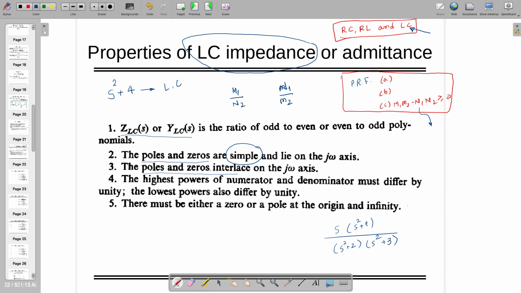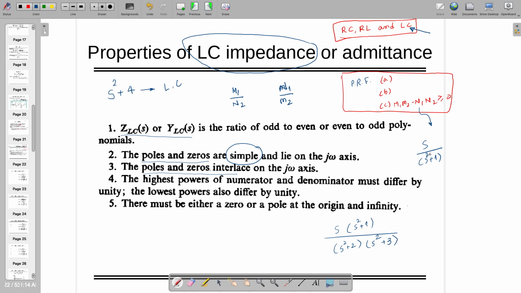One more thing, the highest power of numerator and denominator must differ by unity. The lowest power also differs by unity, right? And there must be either a zero or pole at origin and infinity. The transfer function is like s by x plus y. This is alternate, right? This is alternate. One zero and one pole.